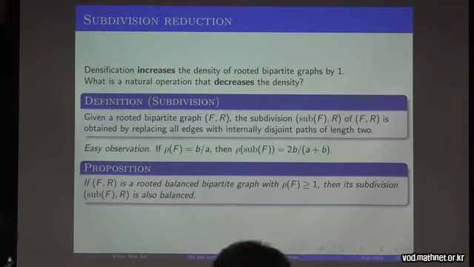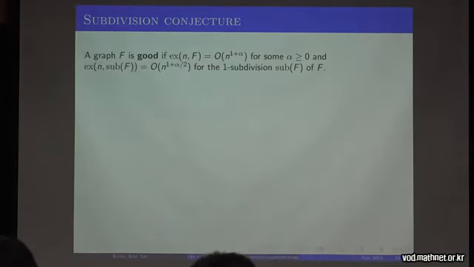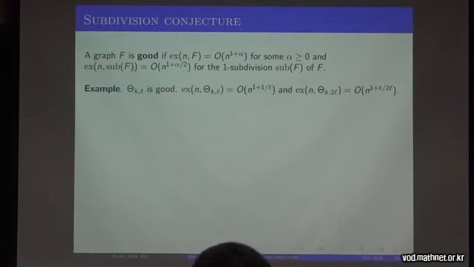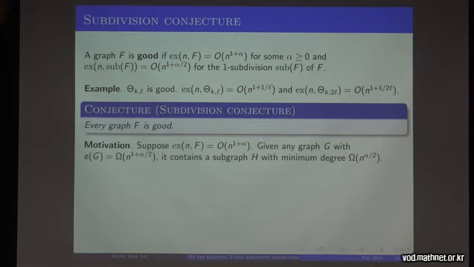So we try to prove some statement as well. We say a graph is good when its extremal number has the upper bound of order n to the 1 plus alpha, and the subdivision has the upper bound n to the 1 plus alpha over 2. So for example, a theta graph is good. Their extremal number has the upper bound n to the 1 plus 1 over L, and their subdivision is isomorphic to the theta graph of length 2L, which has the upper bound like this. So this is one of the tight examples, and we conjecture that every graph F is good.